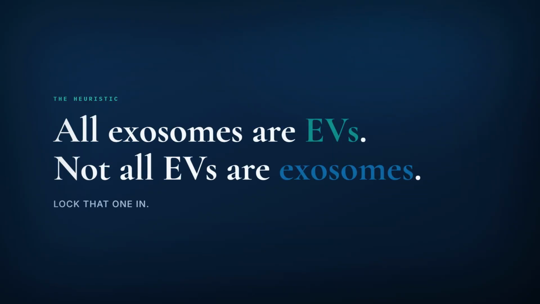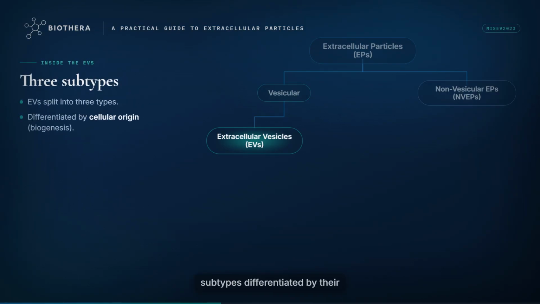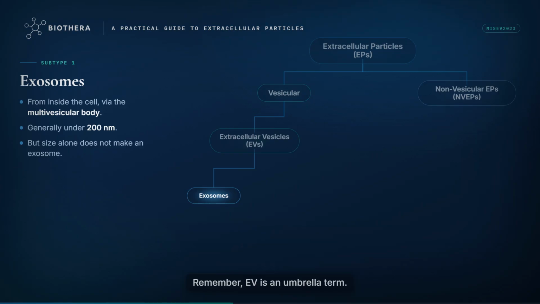One heuristic to lock this in: all exosomes are EVs, but not all EVs are exosomes. True EVs break into three subtypes, differentiated by their cellular origin, also known as biogenesis. Remember, EV is an umbrella term. The first type of EVs are exosomes, which originate from internal compartments of the cell, specifically the multivesicular body. They're generally under 200 nanometers, but size alone is not enough to call something an exosome.